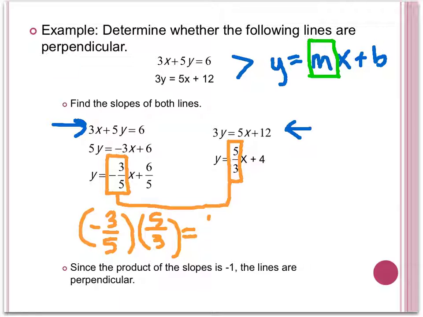So we have 3 times 5, which is 15, and then 5 times 3, which is 15, and then negative 1 in front. 15 divided by 15 is 1. So negative 15 divided by 15 is negative 1. Therefore, these two equations are perpendicular.